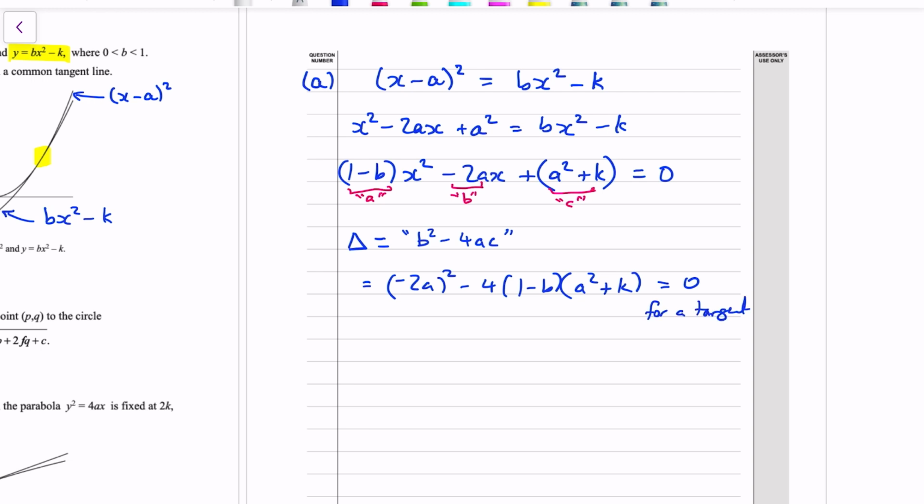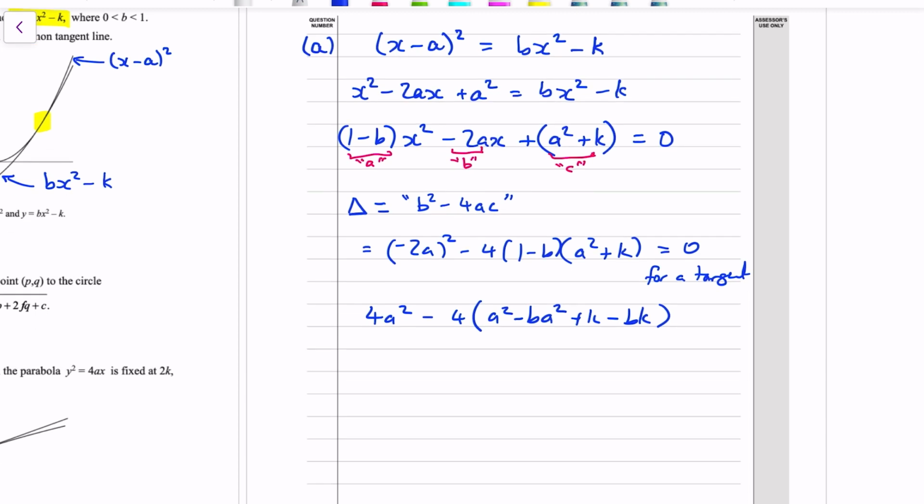Okay, expanding that out, we've got 4a squared minus 4 lots of a squared minus ba squared plus k minus bk. And at this point in the exam, I'm thinking about bk. For those who are watching that are outside of knowing what Burger King is, that's what I meant. The 4a squared terms cancel. We've got a ba squared. No, we don't. We have a 4ba squared. I've got minus 4 on the outside of the brackets. Minus 4k and a plus 4bk equals 0.